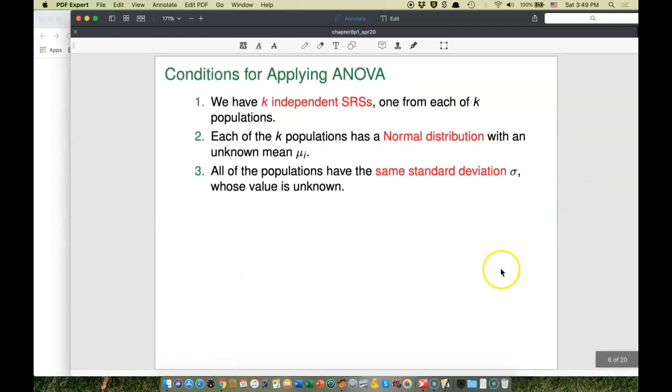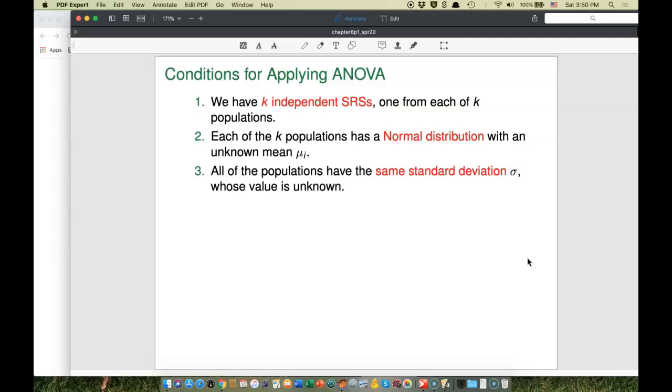So the conditions for applying ANOVA are these. We have k independent simple random samples, one from each of k populations. That's not k-pop, that's k populations, for the BTS fans in the audience. Now I should note that the populations may be virtual populations. When we have an experiment, we're creating a virtual population by assigning some people to get new drug A and others to get new drug B and others to get the existing drug or a placebo. Those are populations that didn't exist until we started the experiment.